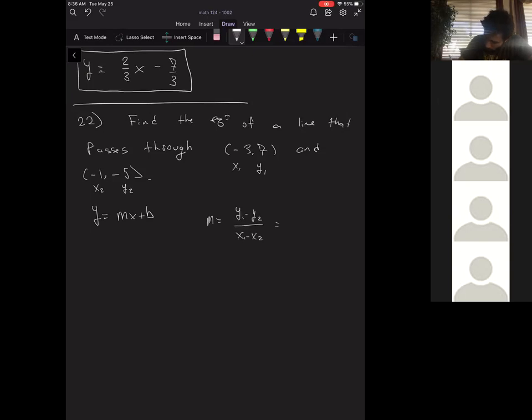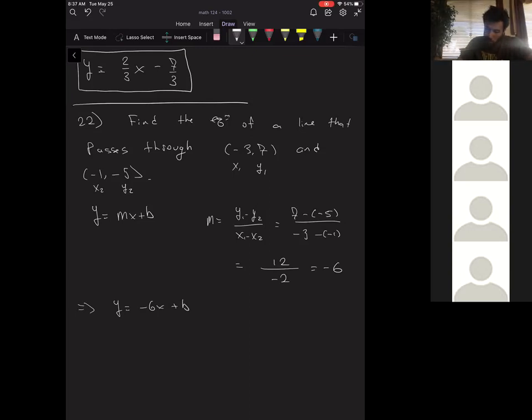So this is going to be 7 minus -5 all over -3 minus -1. So on the top we'll have 7 plus 5, which is 12. And on the bottom we have -3 plus 1, which is -2. So that's going to be equal to -6. So we found our slope. So now what we know is the equation of the line looks like this: y is equal to minus 6x plus b, since we just found that our slope m is minus 6.